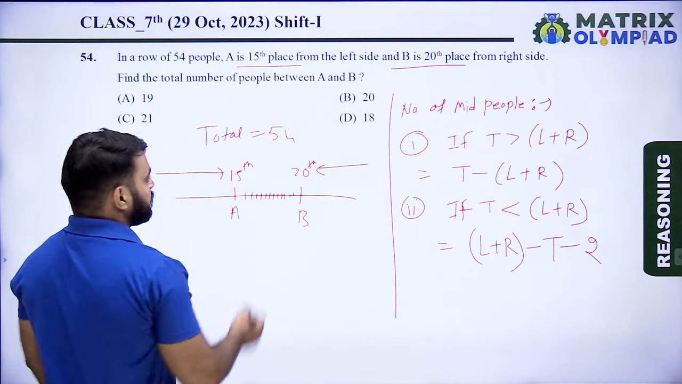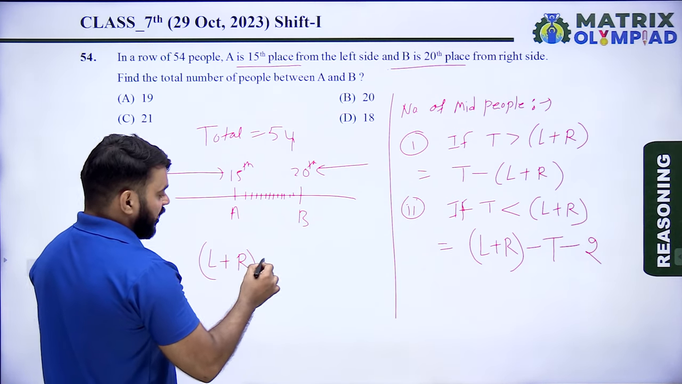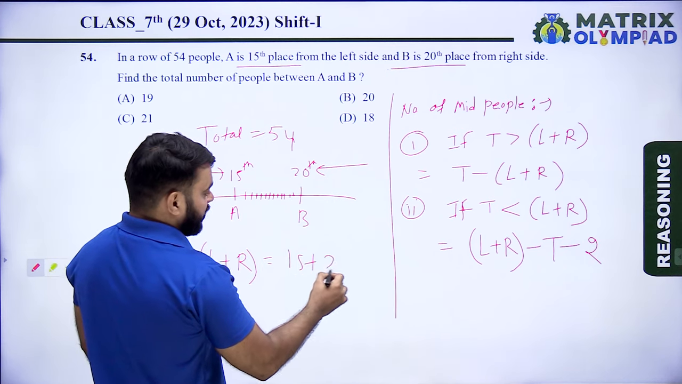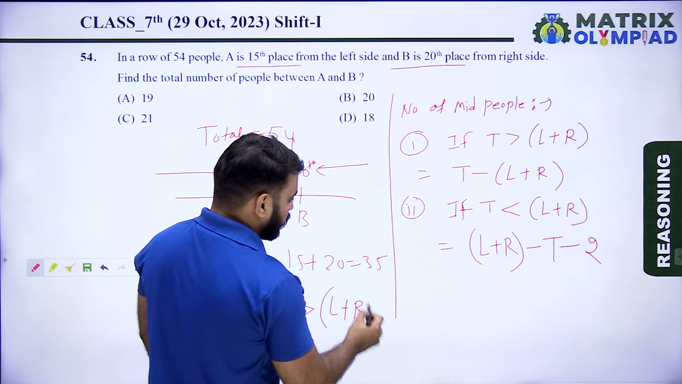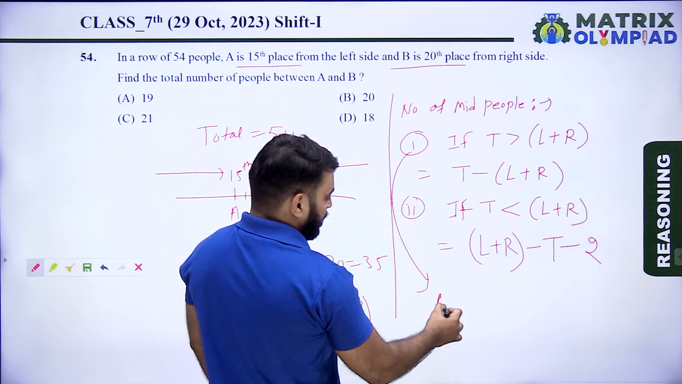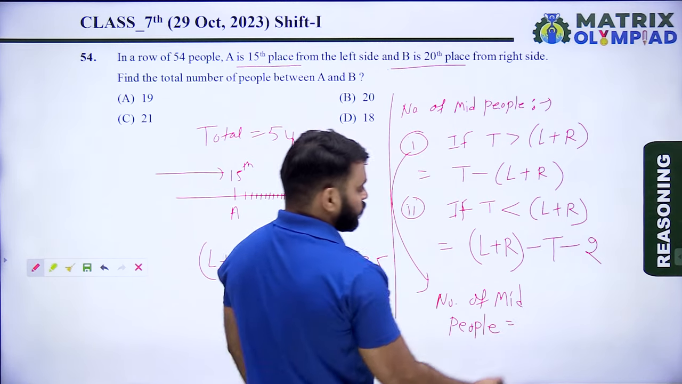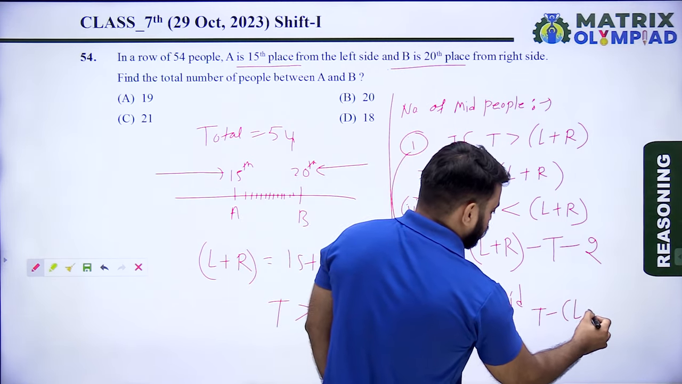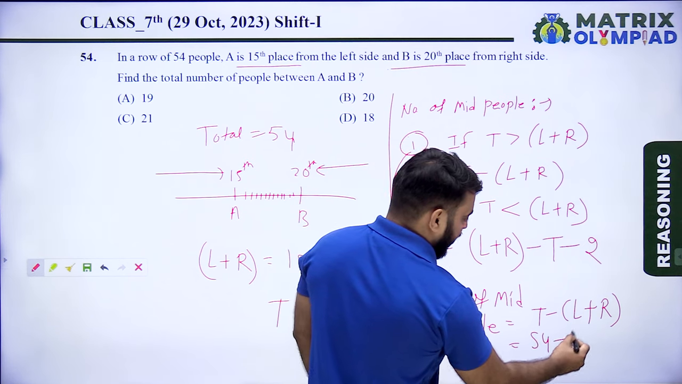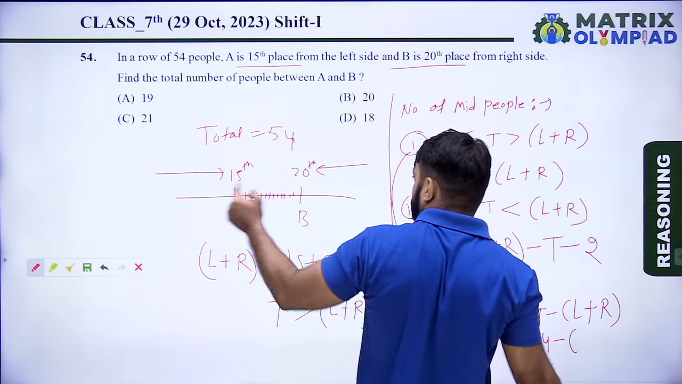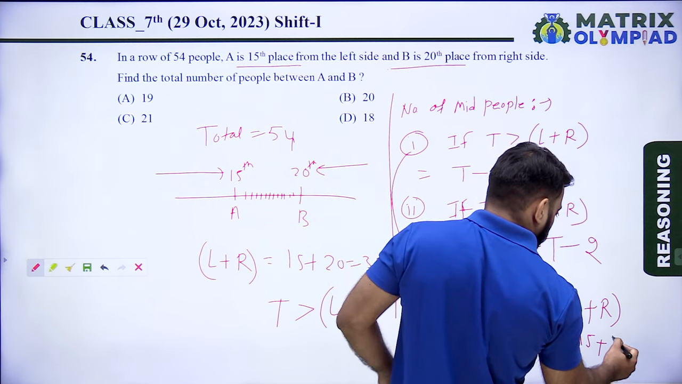So here total is 54 and the left position plus right position of the other person is 15 plus 20, which means 35. So here total is greater than left plus right position. So the number of middle people is total minus the left position of the first person plus the right position of the second person. Total is 54, the left position of A is 15, and the right position of B is 20.